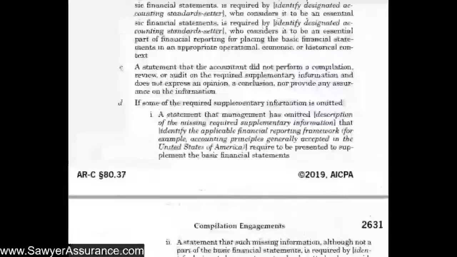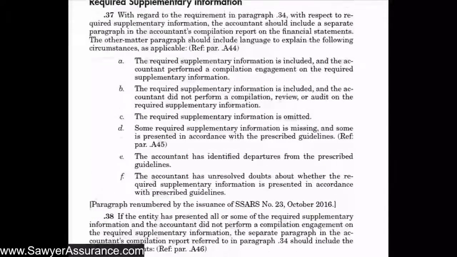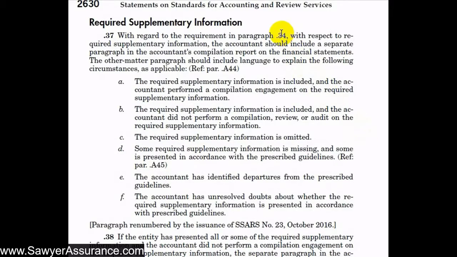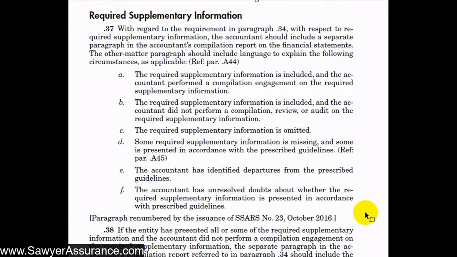So there's a lot here, but in general, you can make sort of a decision tree out of this. You start with ARC section 80.34 and the structure of that paragraph, and then you modify it to fit any of these particular circumstances that might be the case. We did the compilation engagement. We didn't do the compilation engagement. They omitted the supplementary information. Some of the supplementary information was missing. We identified departures, or we weren't able to get comfortable on whether supplementary information was in accordance with the prescribed guidelines.